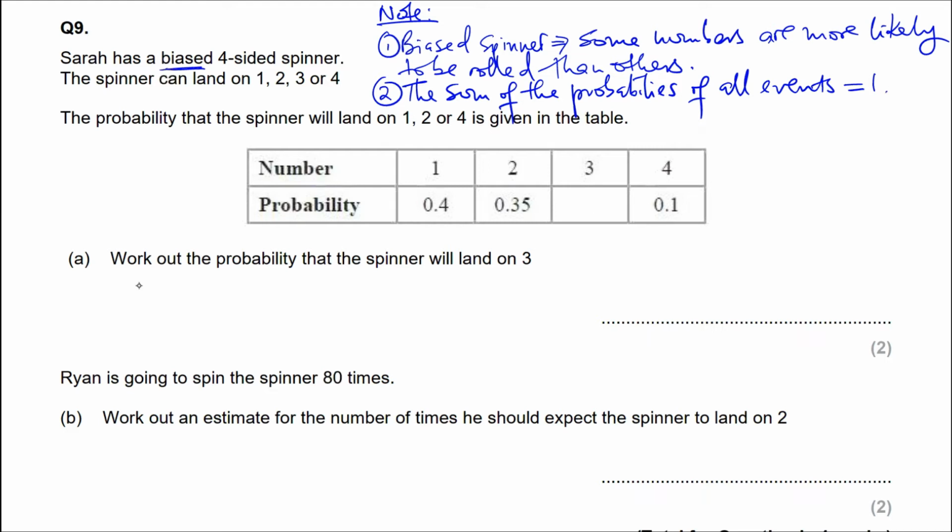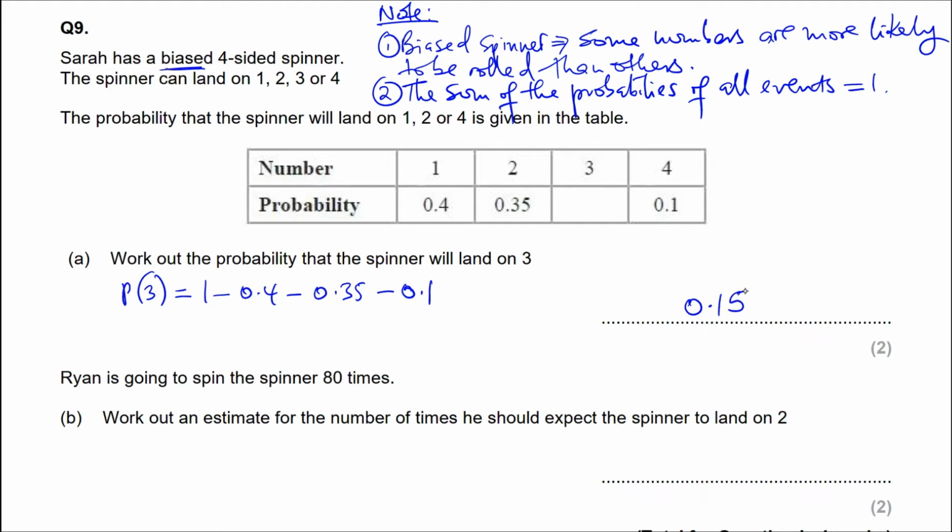So the probability that the spinner will land on 3, if all these probabilities sum to 1, it will be 1 minus 0.4 minus 0.35 minus 0.1, and this will be equal to 0.15.